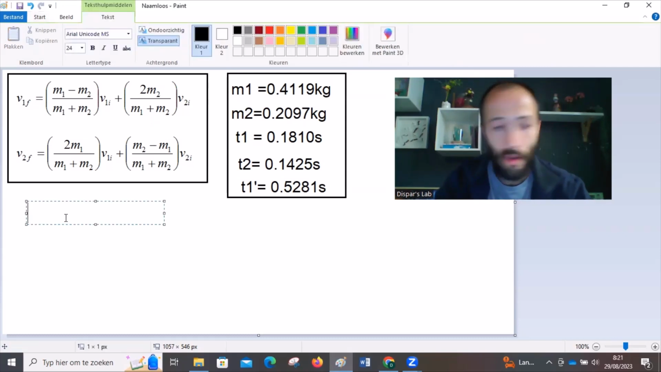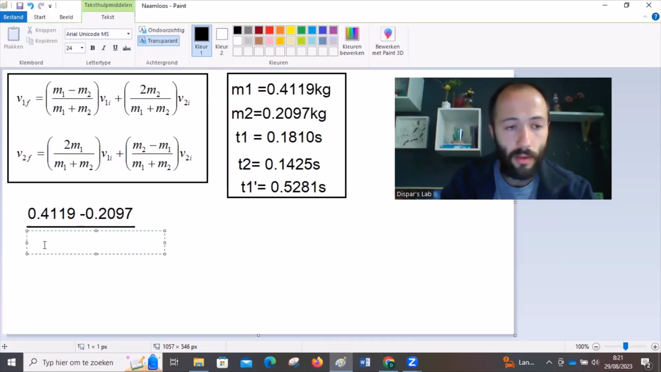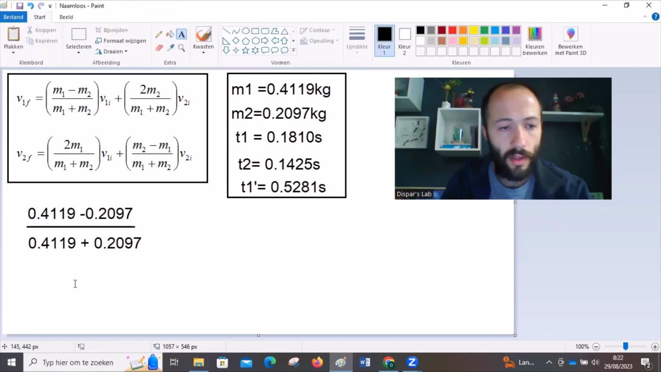All right, so let's do it. It's going to take a while. So mass 1, 0.4119, minus mass 2, 0.2097. Yeah, I should add the units, but you know what I'm doing. Divided by M1 plus M2, so again 0.4119 plus 0.2097. Then we have to times the initial velocity. Oh yeah, I forgot to turn it into velocity.